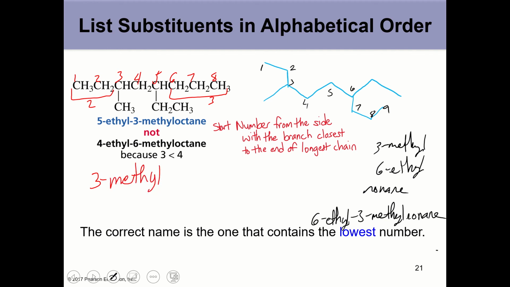Then at carbon 5 I have an ethyl group, a 5-ethyl group, and then we have to compare methyl and ethyl and decide which comes alphabetically first. Well, ethyl does. So when I write out the name, I'm going to put ethyl before methyl. So we have 5-ethyl-3-methyl octane as the molecule given in our example.